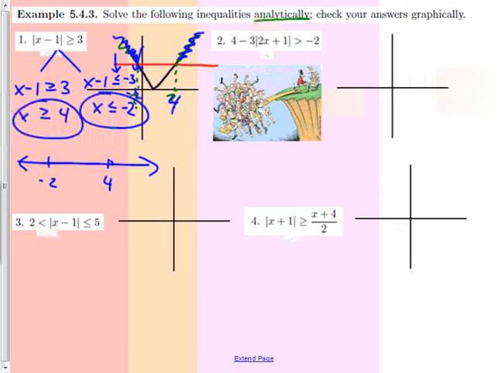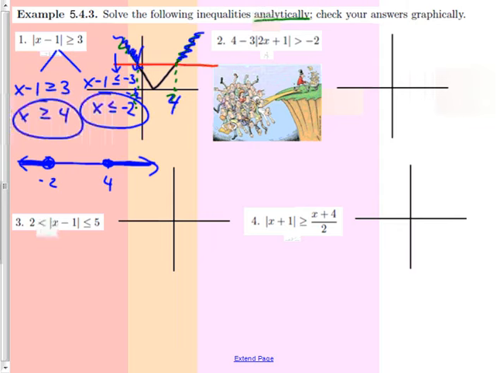There we go. Could I write that with intervals now? Now that I have a number line for it, easy. Negative infinity to negative 2, union with what? 4 to infinity. Okay, good.